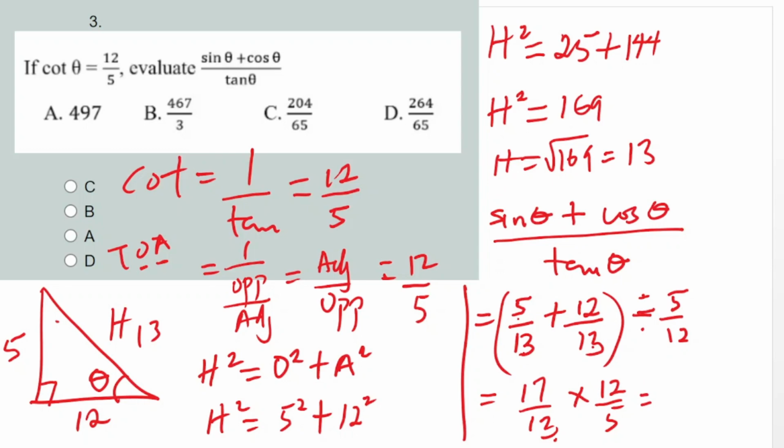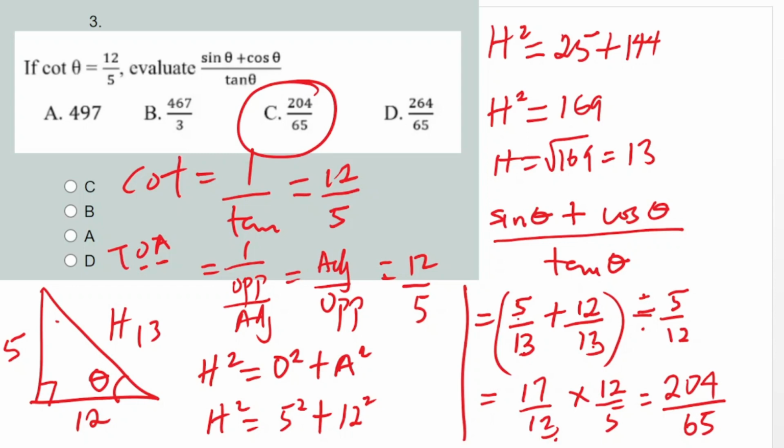Now when you multiply 17 and 12, 17 times 12 gives us 204. Then 13 times 5 gives us 65. So 204 over 65 will become the answer. I hope this is very clear.